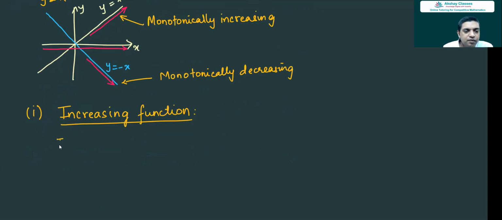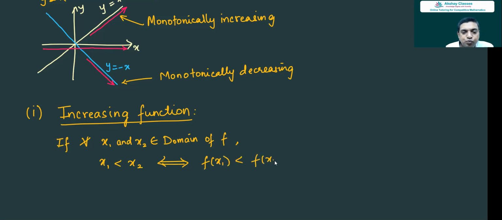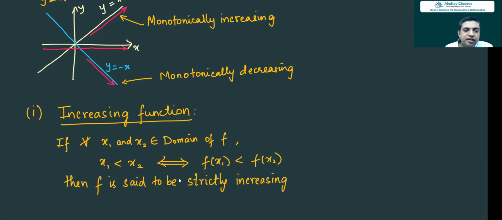Now, if for all x1 and x2 belonging to the domain of f (I'll write D each time, not the word domain), if x1 less than x2 implies, or double implies, that f of x1 is less than f of x2, then f is said to be a strictly increasing function.